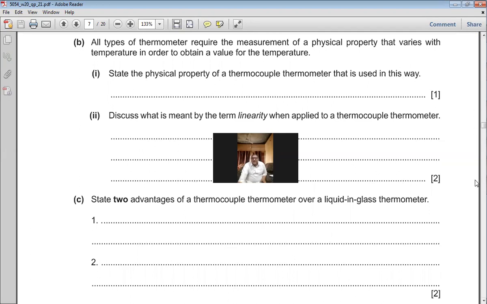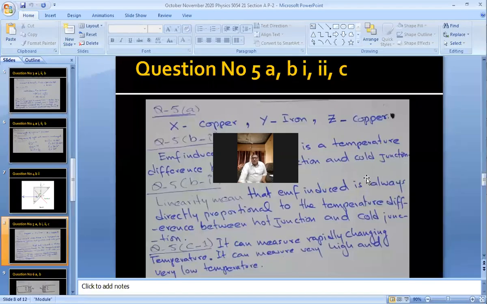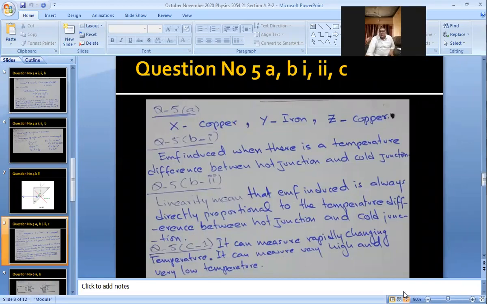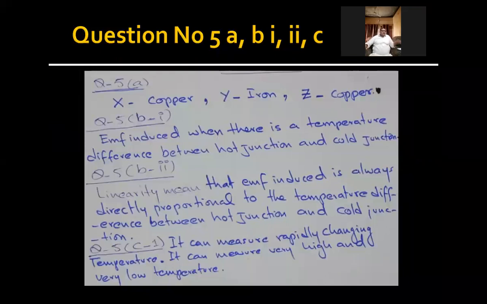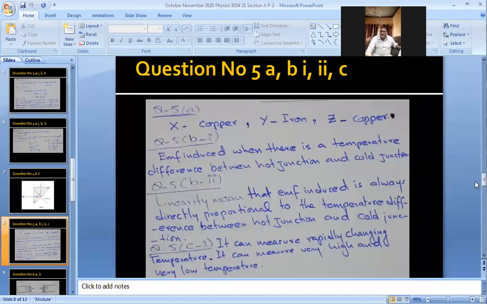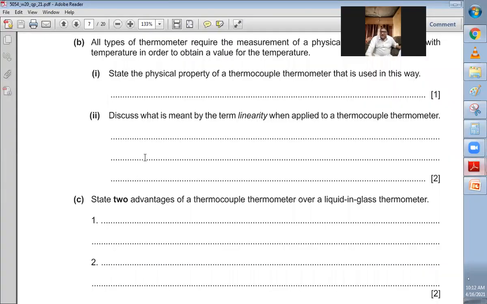I have written this answer. So linearity means that the EMF induced is always directly proportional to the temperature difference between the hot junction and the cold junction. Okay, so let's move on. This is the marking scheme. We will see it later. Let's move to the next part. What is the next part?